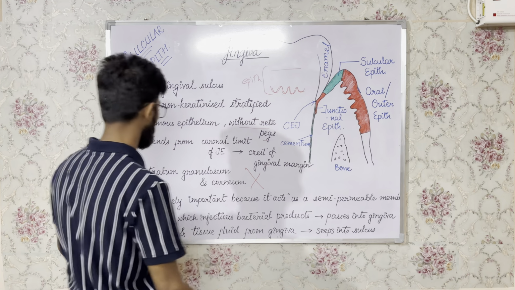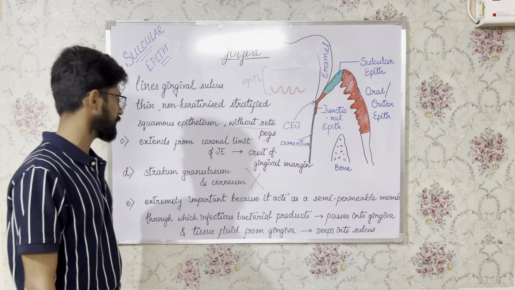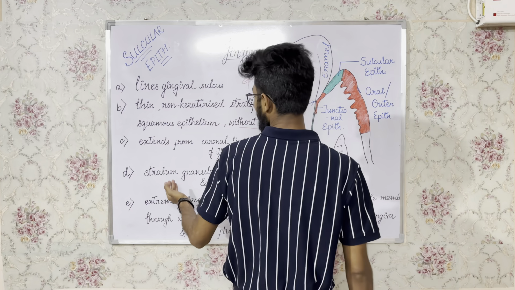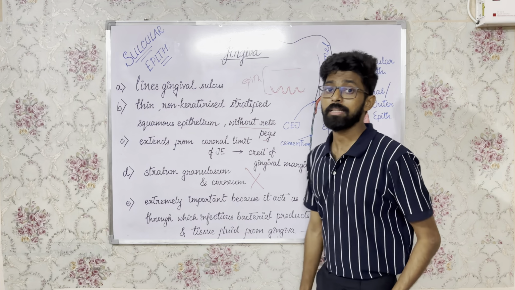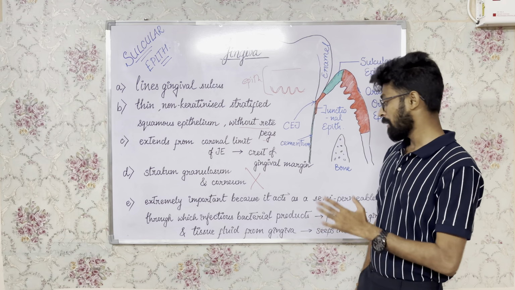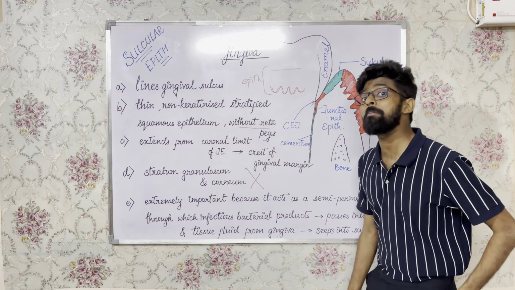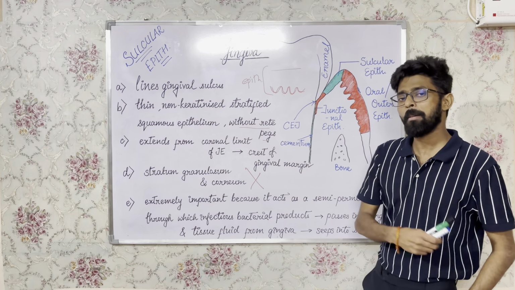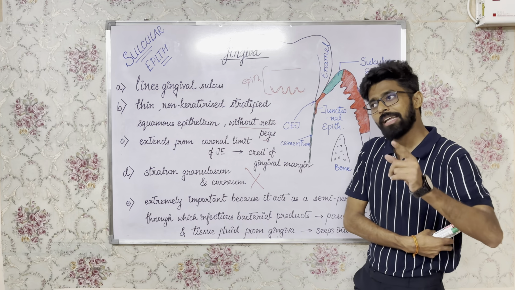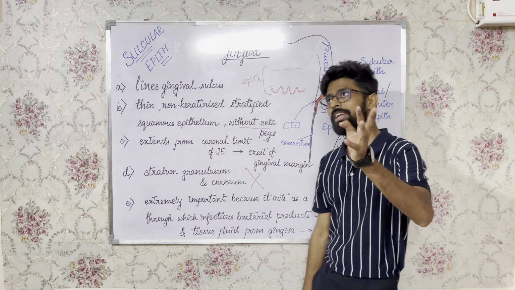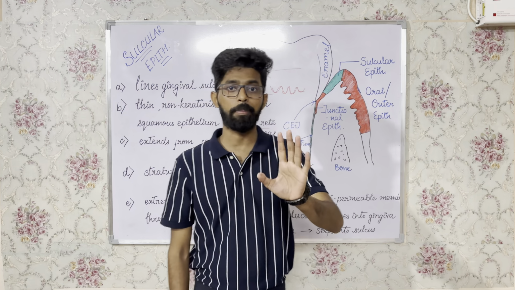Okay, next point, it is already done. Stratum granulosum and stratum corneum absent. Next is this sulcular epithelium layer. It is very important because it acts as a semi-permeable membrane. You remember semi-permeable membrane? I think you have studied it in class 9 or 8, in the osmosis topic.